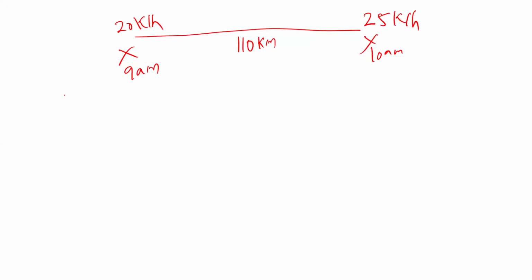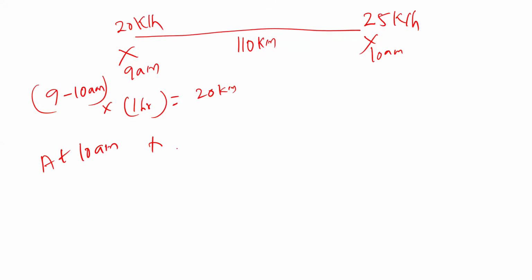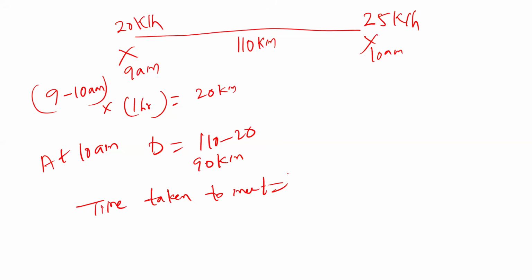Now, logically, from 9 to 10 a.m., only X is traveling. In this 1 hour, X can already cover 20 kilometers. Now, when the time is 10 a.m., the remaining distance will be only 110 minus 20, 90 kilometer. So, the time taken to meet in between both the trains. What is the distance remaining between both the trains? 90. What are the speeds? You will add because the direction is opposite, which is 2 hours. So both will take 2 hours to meet each other.